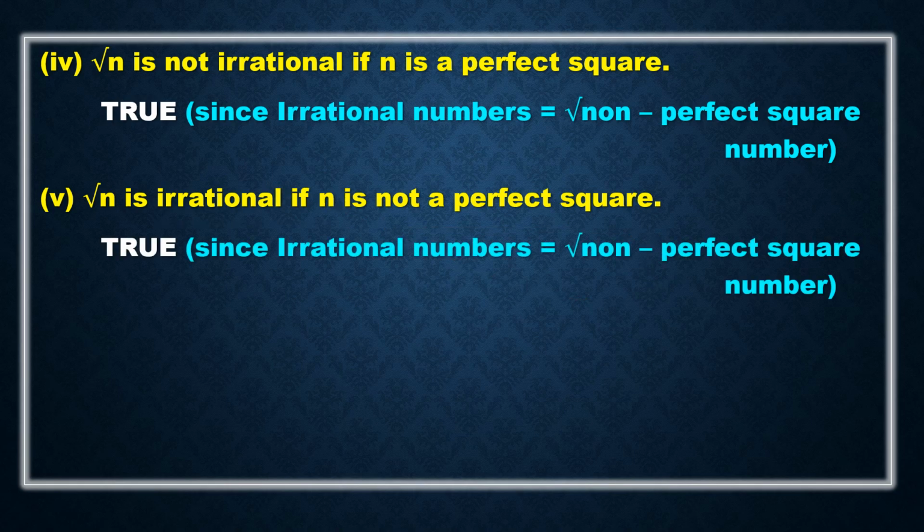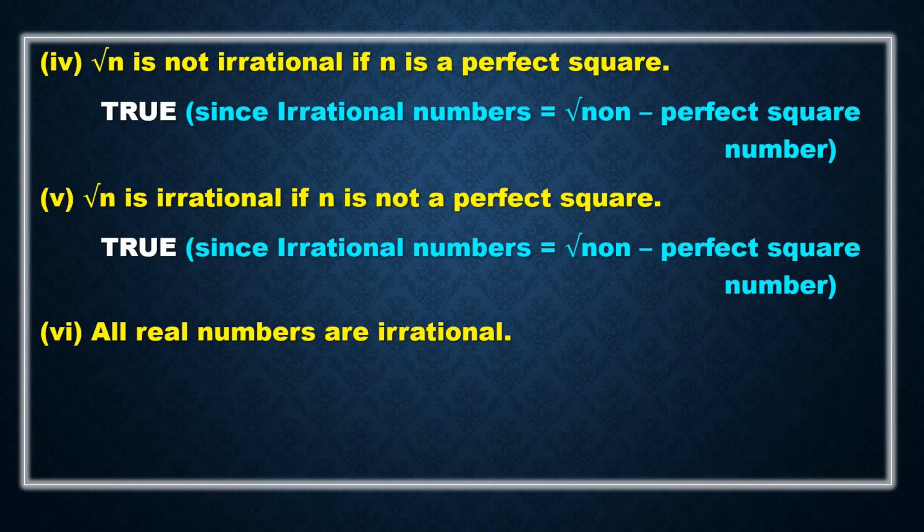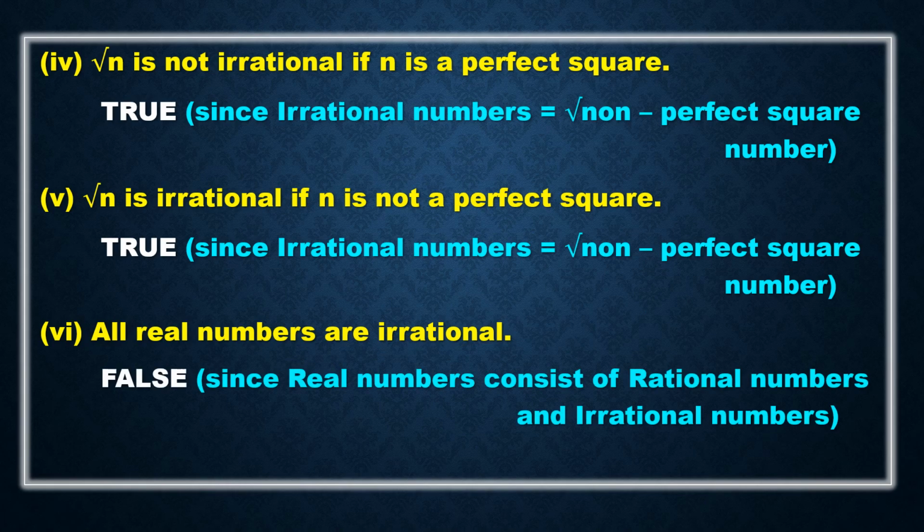Next, all real numbers are irrational. He told that all real numbers are irrational, but it is false because real numbers are rational also, right? They consist of rational and irrational numbers, but in this statement he is telling that all real numbers are irrational only, but it is false, right? So we can write it is false.